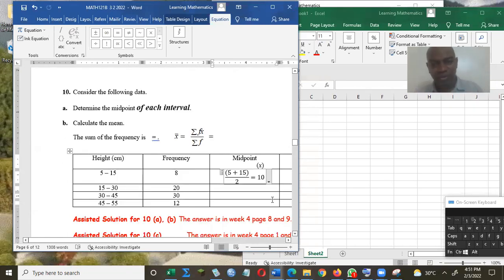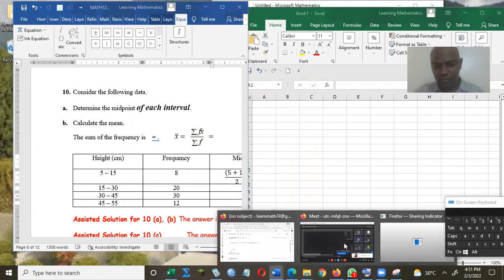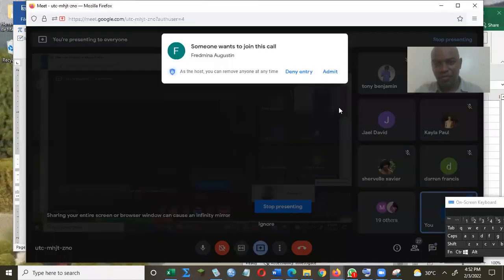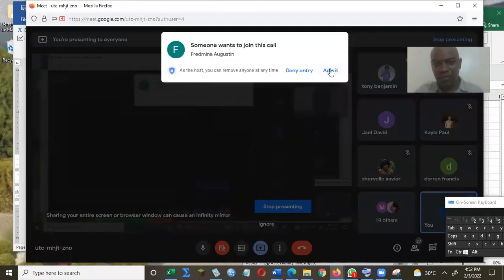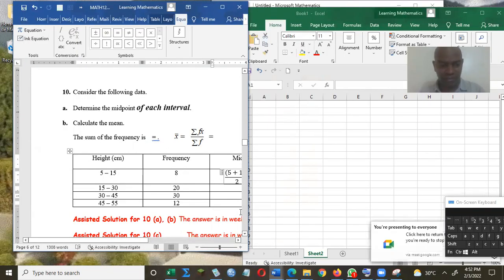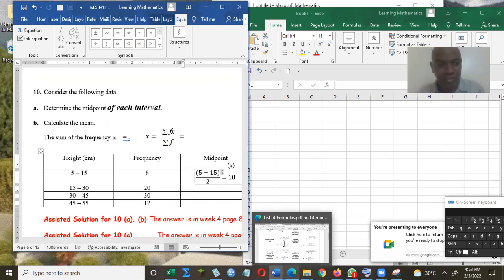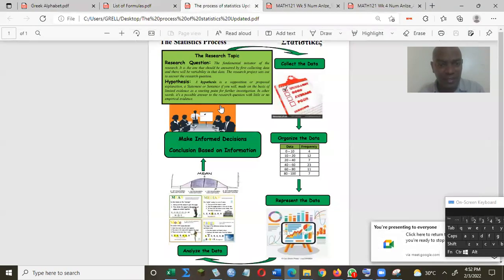So that's calculating the midpoint the old school way. I don't really want to say old school, but you know, chalk and board, pen and paper. You take a pen and a paper and you draw. But in real research, you're not going to take pen and paper and draw a table, because you want to present a proper research document.